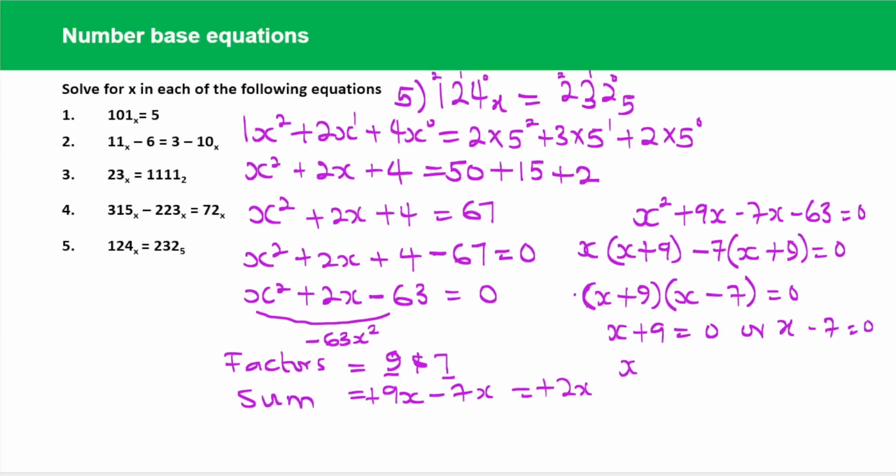Now if we solve the two equations further, we'll have x equals minus 9. If we take positive 9 over to this side, that will be 0 minus 9, that will give us negative 9. Or take negative 7 over to this side, that will be positive 7. Again, since our number base cannot be negative, we cancel out x equals minus 9. Since the base can never be negative, therefore our answer for x will be x equals 7.